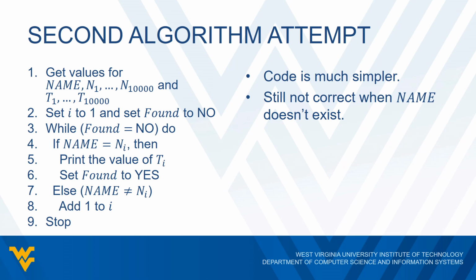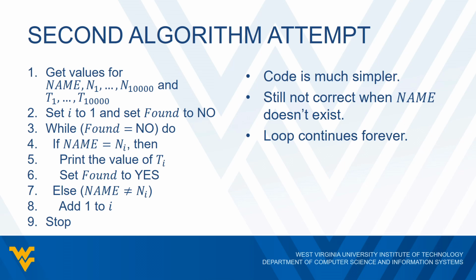because what happens when name doesn't exist? There's nothing in here that tells us that if we get to the end of the list, then we do something. It doesn't tell us what to do if it doesn't exist. It doesn't even tell us when to stop. I mean, okay, don't get me wrong. It does tell us if found is yes, but what if found is never yes? What if found is always no? That means this loop's going to keep going forever.